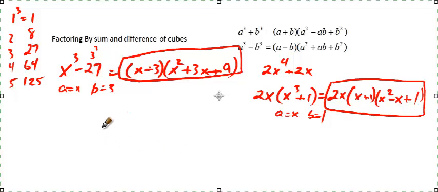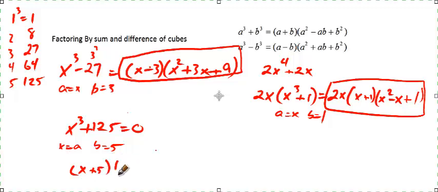Let's try to solve this. x cubed plus 125. Okay, well, from here we're going to realize we're going to solve by factoring. So x is our A and B is 5. So from here we're going to factor it to begin with. So A plus B, so x plus 5. A squared, so x squared. It's plus, so it gives a minus 5x. And then plus B squared, so plus 25.